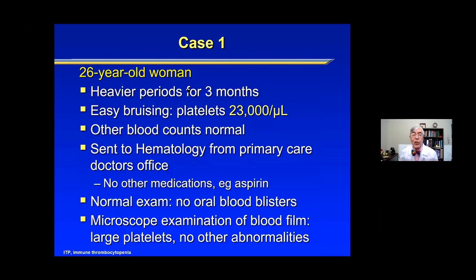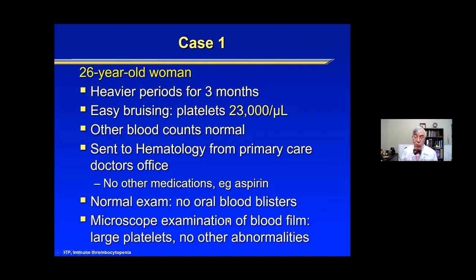So let's talk about individual patients, some of which may be familiar to you since you may be one. This is a 26-year-old lady. She's had heavy periods for three months. She's had easy bruising, and her platelet count is 23,000. Other blood counts are fine. She's sent to my office from her primary care physician's office. She takes no medications and is otherwise well. She has a normal physical exam. She doesn't have any oral blood blisters.